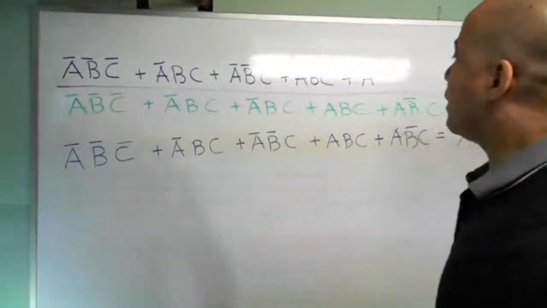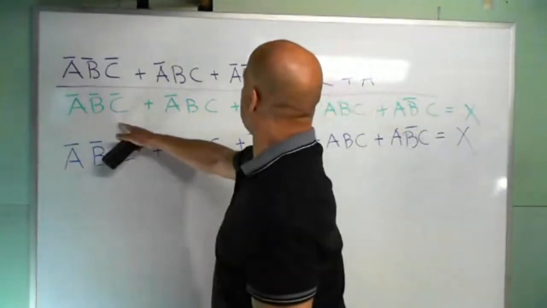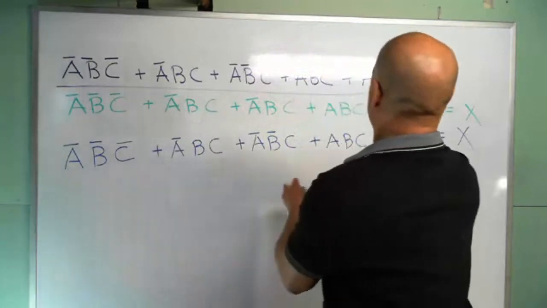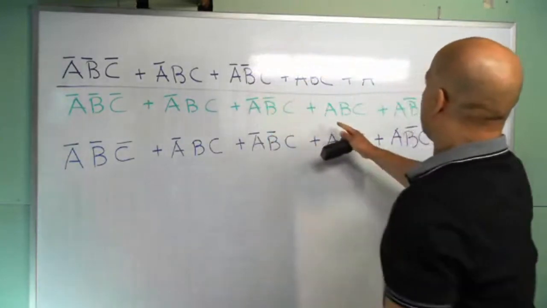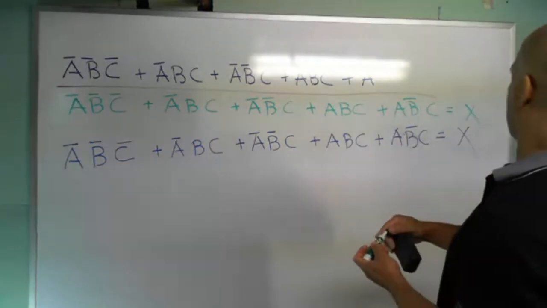All right, I think I got that right. This is okay. That's okay. This needs to be barred. ABC. ABC.